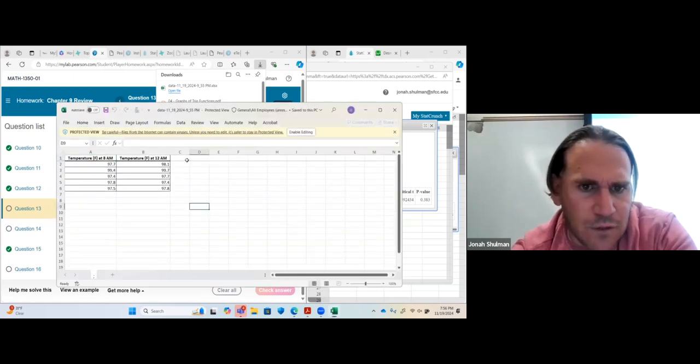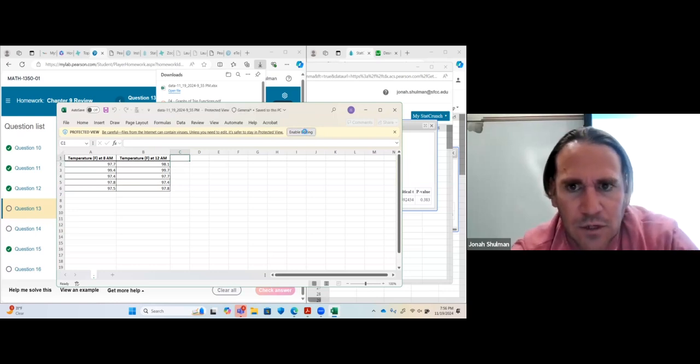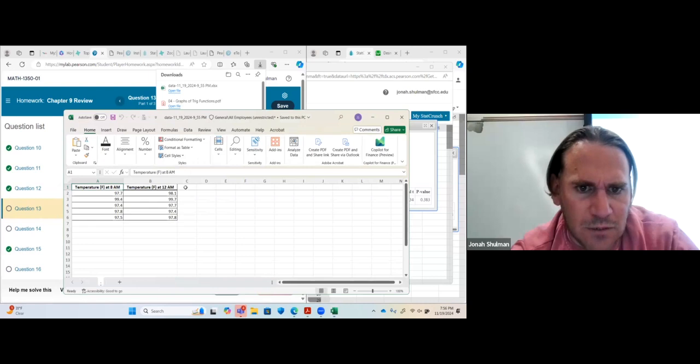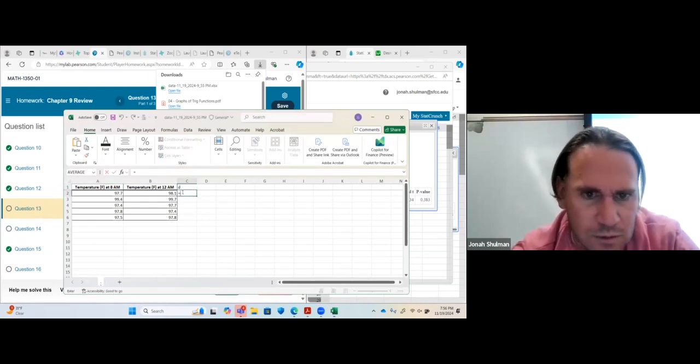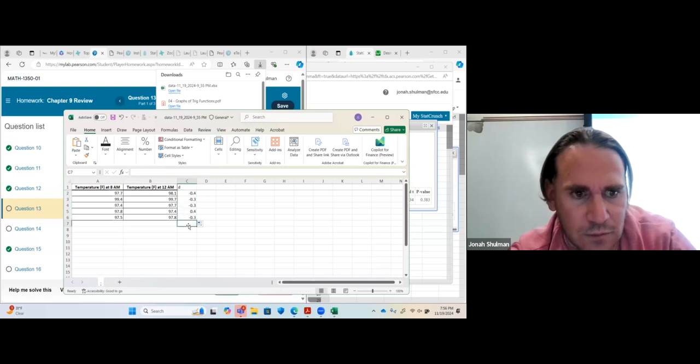All right, so here we go. The first thing is differences. So I'm going to put a D here for difference. Oh, enable heading. Sorry. So this is my first step. This is how I'm going to do it to save time. So this is my difference. I'm going to do equals the first one minus the second one. And then I'm going to drag this to get them all. So these are all the differences.